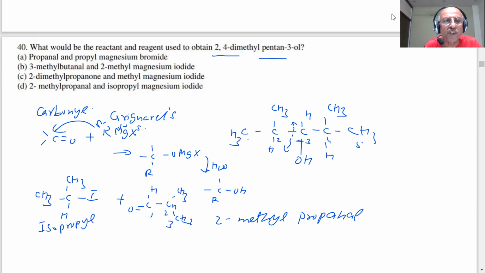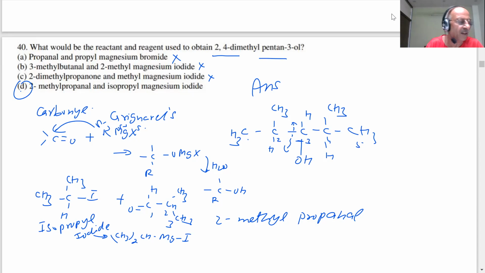And if I put magnesium in this, the Grignard reagent of this will have Mg. So it is prepared from isopropyl iodide, and the Grignard reagent will be (CH3)2CHMgI. That will be the Grignard reagent of this, student. Then what will be the correct answer? This is the correct answer, the Grignard reagent. So our answer is D for question number 40.